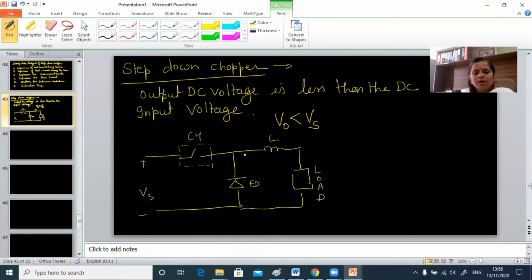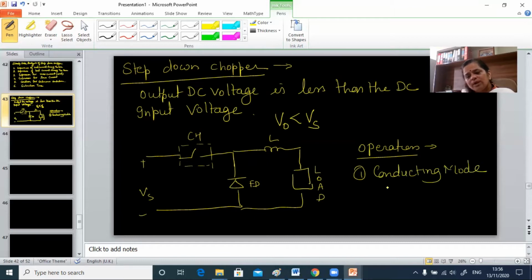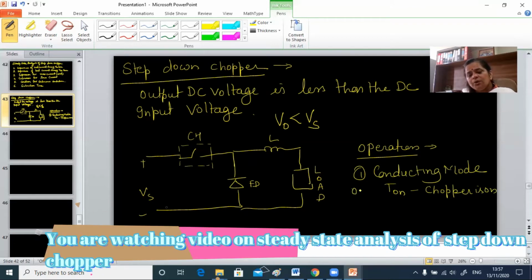If you have remembered, to brief its operation, it can operate in two modes. One is called the conducting mode, another one is called the freewheeling mode. The conducting mode is the mode which exists for TON time, and in this mode the chopper is on. When the chopper is on, we say it is the conducting mode, and it exists between 0 to TON.